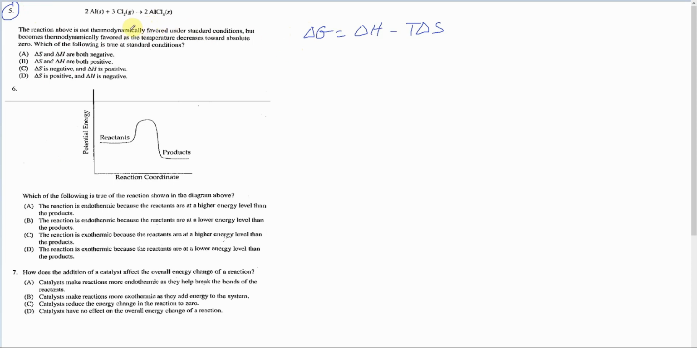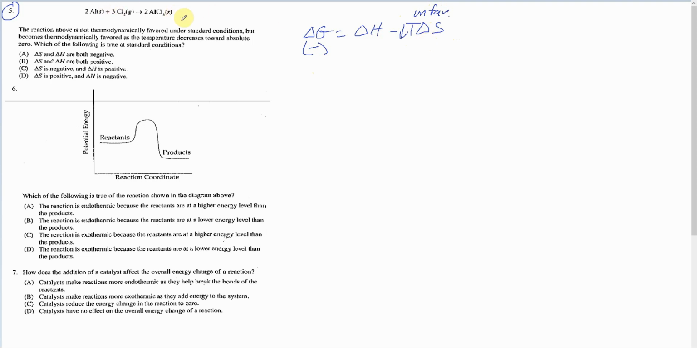They tell us that it's not thermodynamically favored under standard conditions, but becomes thermodynamically favored as temperature decreases. So as the temperature is going down, it's becoming more spontaneous. This is becoming more negative. That means that if you're lowering the magnitude of the T delta S term and things are becoming more spontaneous, that tells you right there that delta S is unfavorable. Which I think makes sense.